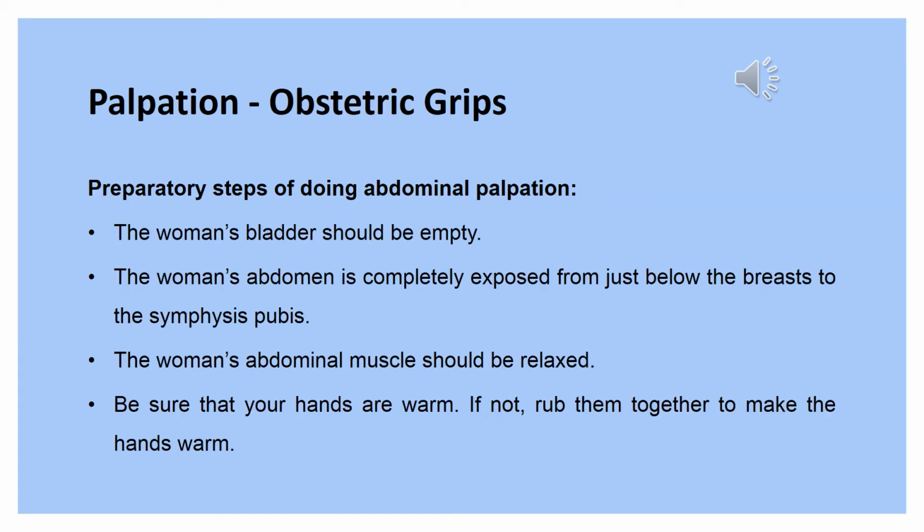Preparatory steps of doing abdominal palpation. First, you have to ask the mother to empty her bladder, and she has to expose the abdomen, that is from just below the breast to the symphysis pubis. The abdominal muscle should be relaxed, and you have to make sure that your hands are warm. If not, you can rub them together to make the hands warm.